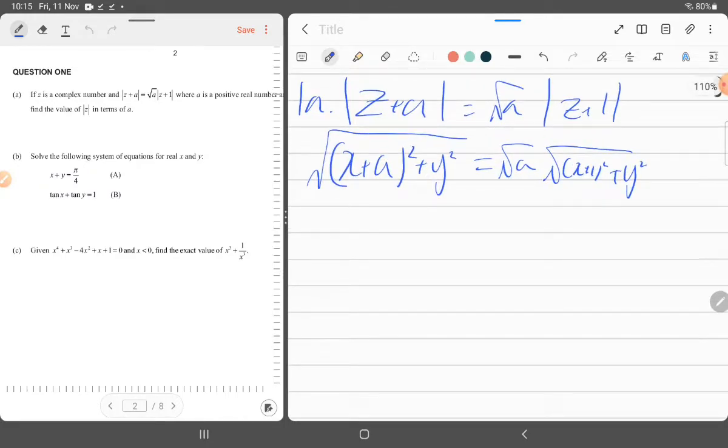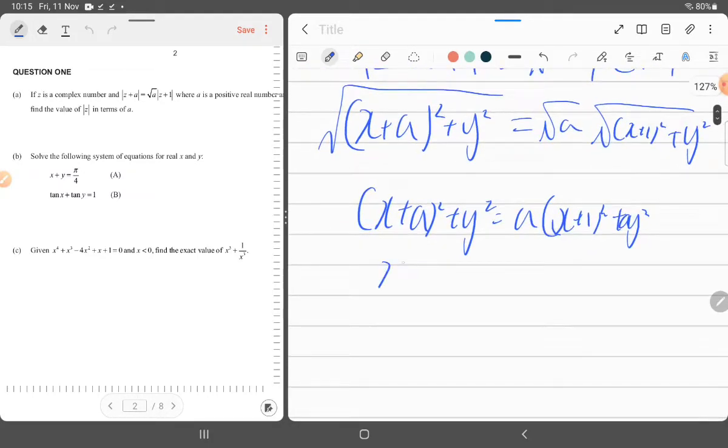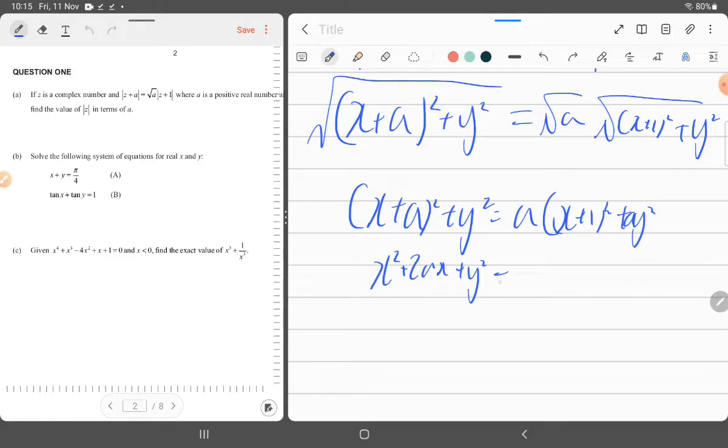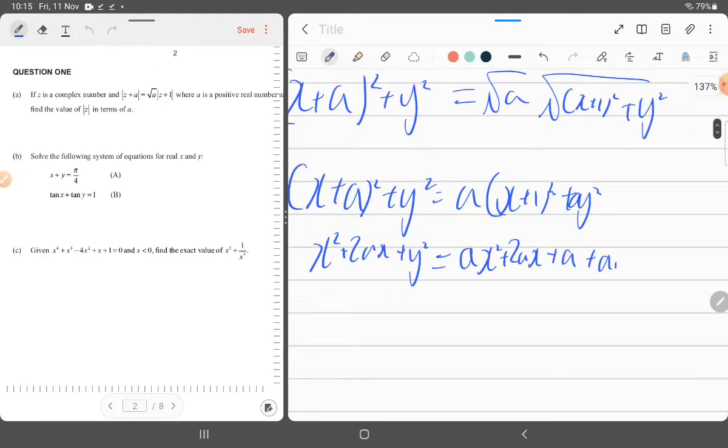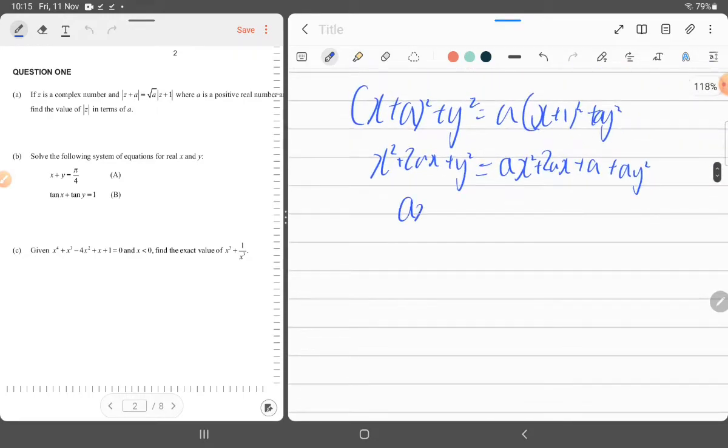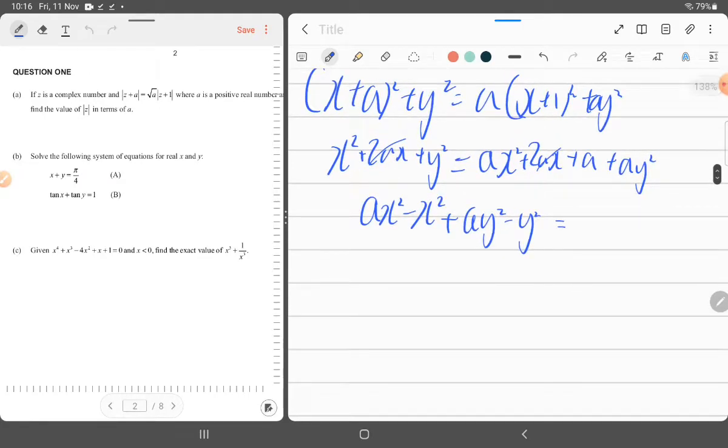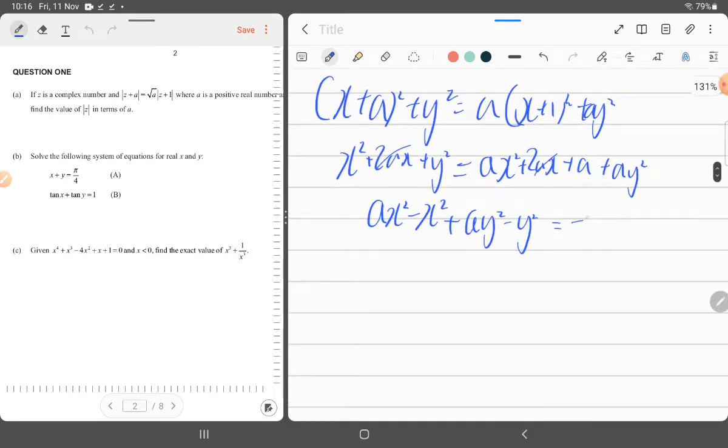We can square both sides. So (x plus a) squared plus y squared is equal to a times ((x plus 1) whole squared plus y squared). That's x squared plus 2ax plus a squared plus y squared is equal to ax squared plus 2ax plus a plus ay squared. Ax squared minus x squared plus ay squared minus y squared, these two cancel out by the way, is equal to, we flipped everything onto this side, so it should be negative a.